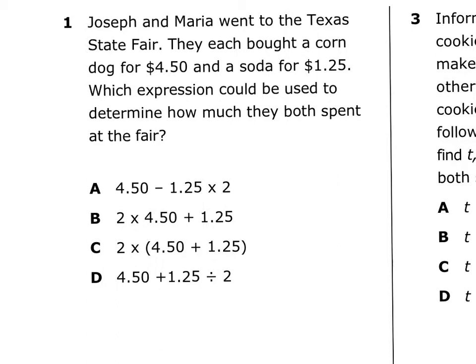Joseph and Maria went to the Texas State Fair. They each bought a corn dog for $4.50 and a soda for $1.25. Which expression could be used to determine how much they both spent at the fair? Alright, so if I wanted to figure out how much they spent, what would I do? Multiply 2 times 4.50 and 1.25 times 2. Alright, so multiplication and addition. Those are the two operations that I'm getting.